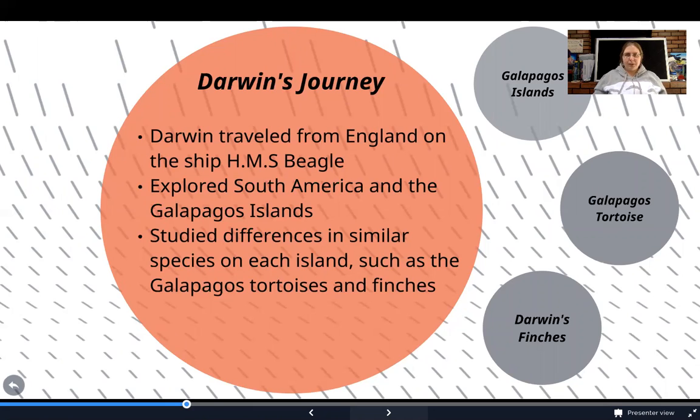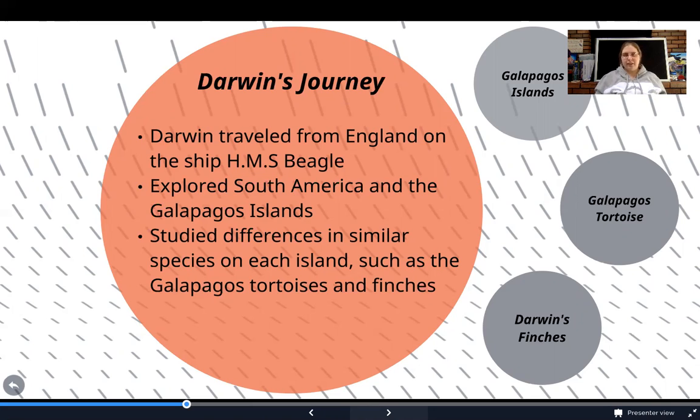So he went around all of South America, you know your geography. England, crossed the Atlantic, made it to South America, did a lot of exploring in there, the boat went around, and then here we are on the western coast, and then to the Galapagos.